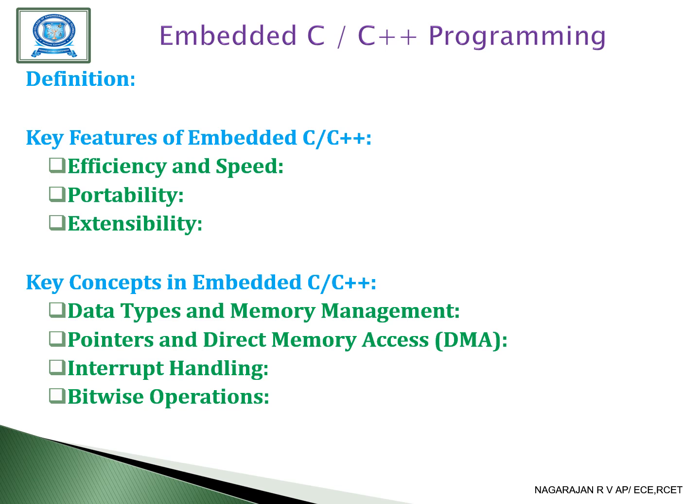And next one is interrupt handling. Embedded C++ provides mechanisms for handling interrupts, which are essential for real-time system performance. Writing interrupt service routines in C++ allows the system to respond quickly to external events. And last one is bitwise operations. Manipulating individual bits of data is common in embedded programming, particularly when configuring hardware registers or controlling peripherals. Bitwise operators are extensively used for these tasks.